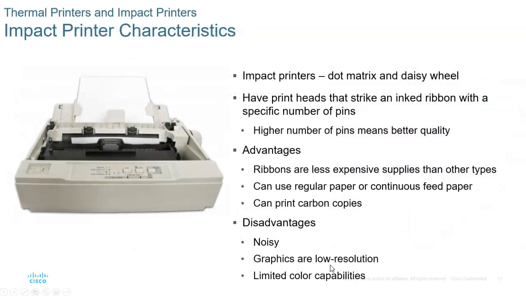Impact printers, I would really think that these are pretty much obsolete. Dot matrix and daisy wheel printers, you guys probably don't even remember. Typewriters used to use daisy wheels. Impact printers have a head that strikes an inked ribbon with pins. So the more pins that you had, the better quality output you would have. Advantages were that the ribbons were less expensive. They can use regular paper or continuous feed paper. They can print carbon copies.